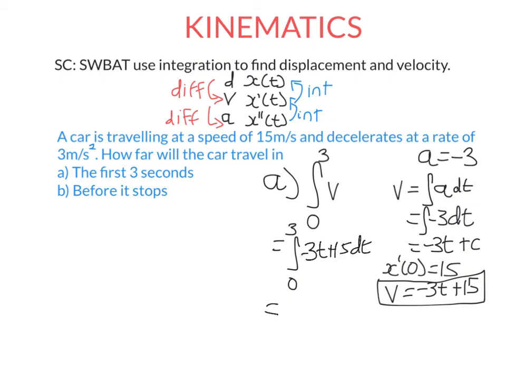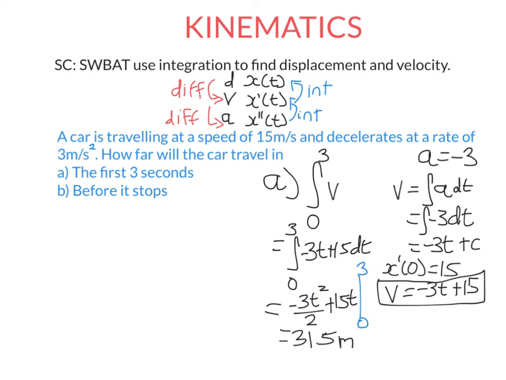So integrating this, I increase the power of t by 1, divide by the new power, and the integral of 15 is 15t. Now, because I'm finding a definite integral, I don't need to worry about the constant of integration. So if I put t equals 3 into this formula here, I get 31.5. If I substitute t equals 0 into this, that would just be 0. So it's 31.5 minus 0. That is my change, 31.5 meters is how far the car will travel in the first 3 seconds, which is the total change in displacement.